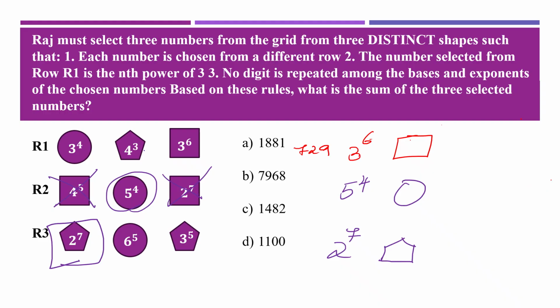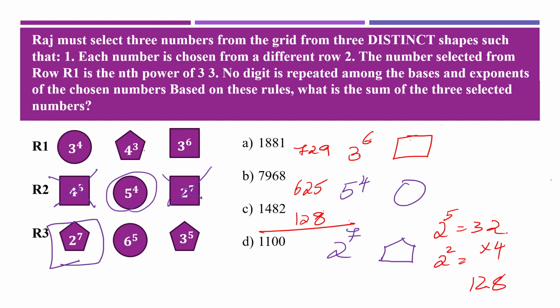Okay, done. And the next number, 5 power 4, which is 25 times 25, I go with 625. And this is 2 power 7. I guess 2 power 5 is 32 and 2 power 2 is 4. So it's going to be 128. Let's add them. By now, I guess you found the answer. It's going to be 1722. Then I go with option C without further delay.